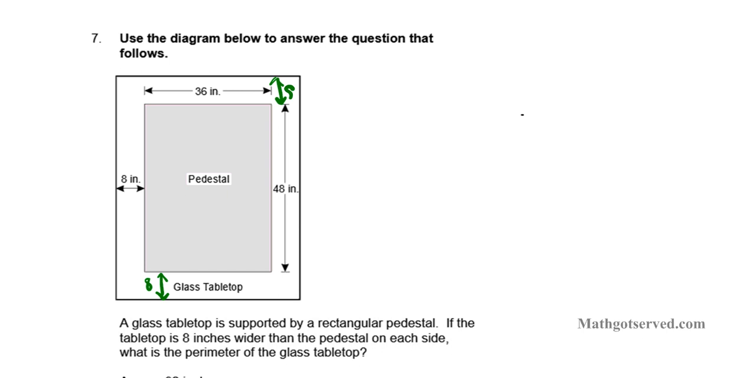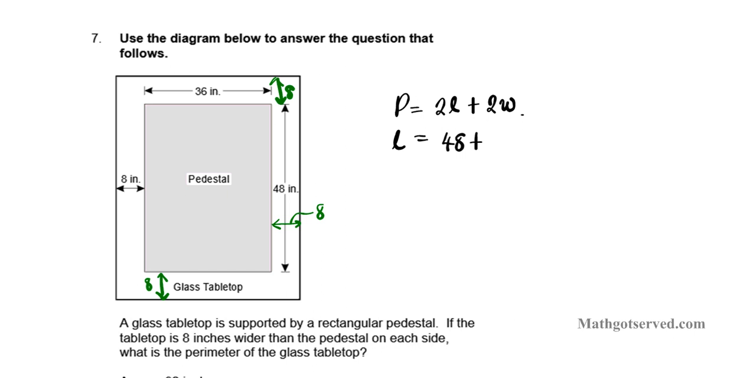All right, so what we're going to do is write down the formula for the perimeter of a rectangle and then see what we can do here. So the perimeter of a rectangle is basically 2 length plus 2 width. All right. So in this case, what is the length of the glass top? The length of the glass top is the length of the pedestal, which is 48, plus what? Plus the 8 units that's been added on both sides.